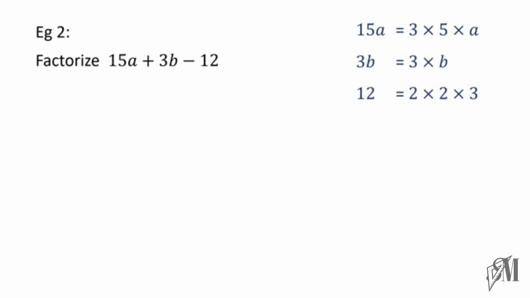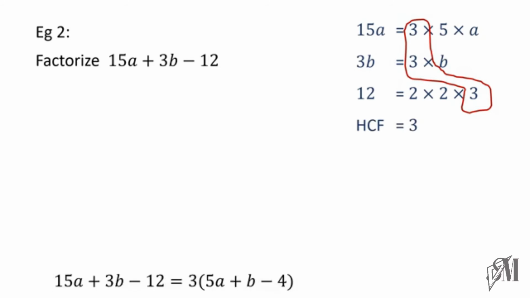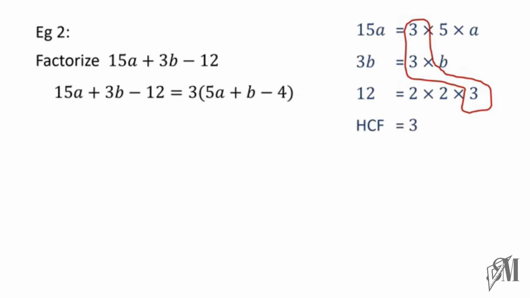So the HCF is, now you can see 3 is common and only 3 is common. No other common terms. Therefore, HCF becomes 3. Now what I do is take 3 out of a bracket and the remaining here, 5a here, b here and 4 here, I have written inside a bracket.